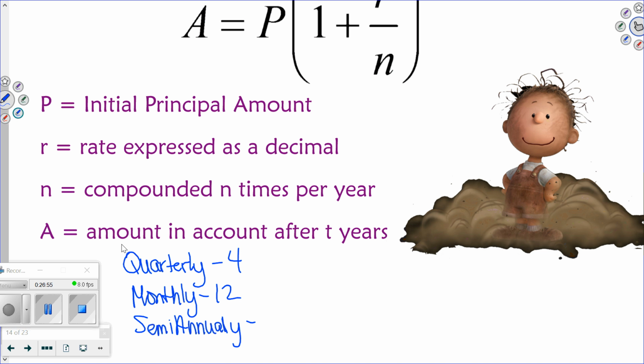Where's my girls in here? Victoria's Secret semi-annual sales. How many times a year? It's twice. There you go. Semi-annual means it happens twice a year.